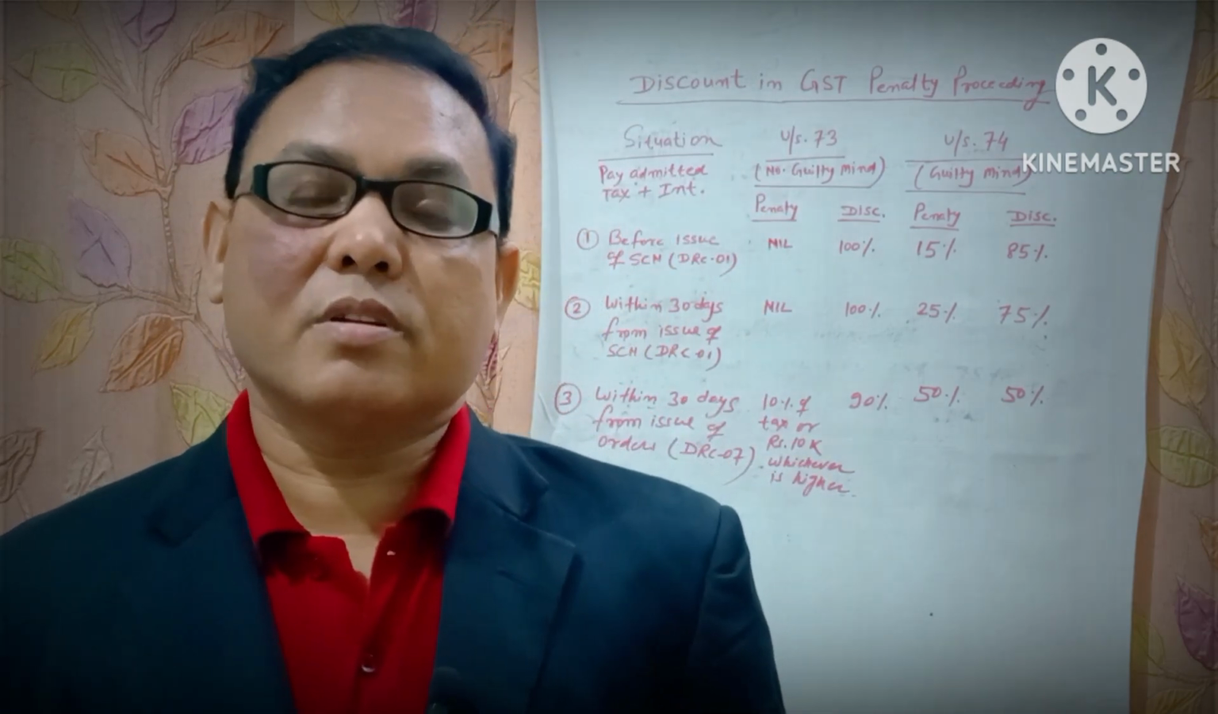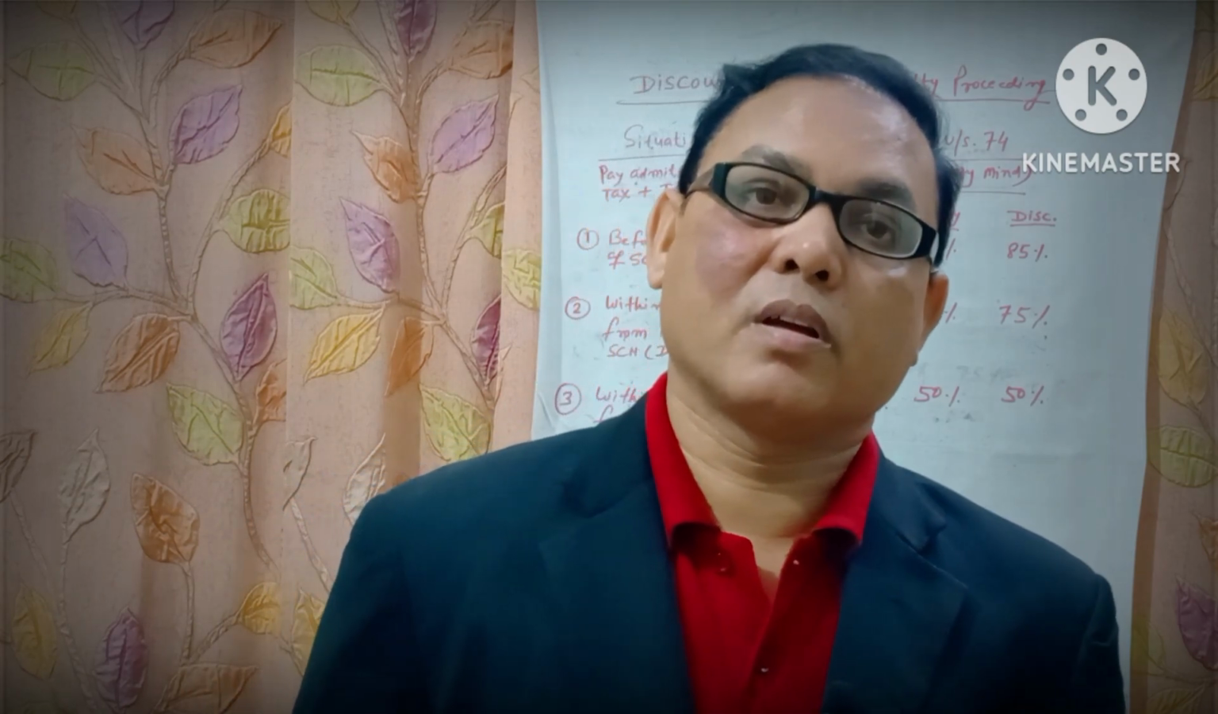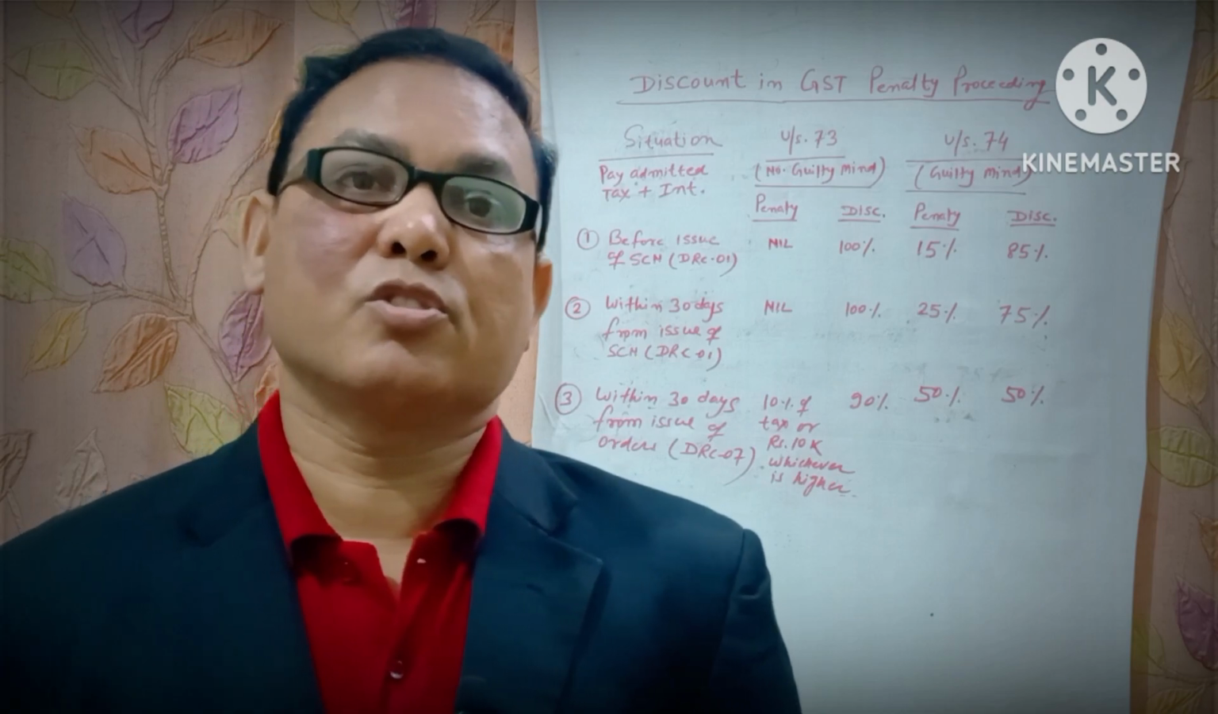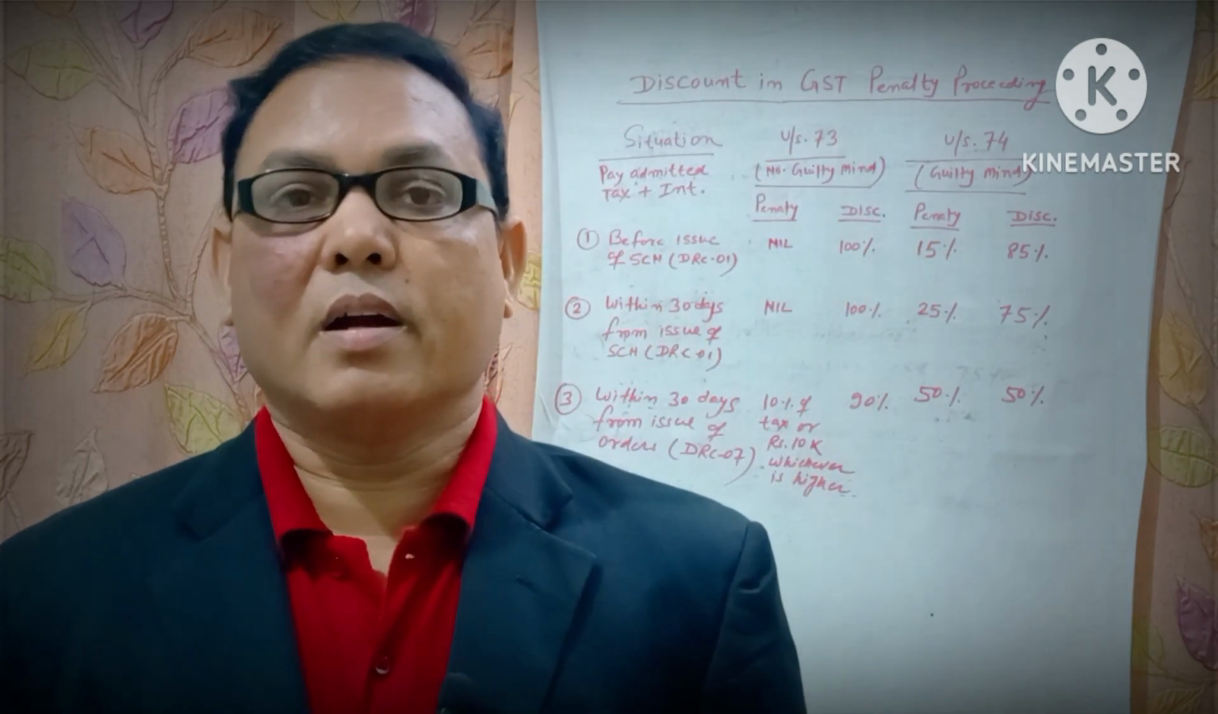In the second situation, where admitted tax and interest is paid within 30 days of the DRC01 so-called notice, then also in case of a section 73 offence there is no penalty payable, and under a section 74 offence 15% penalty is payable, 85% discount.